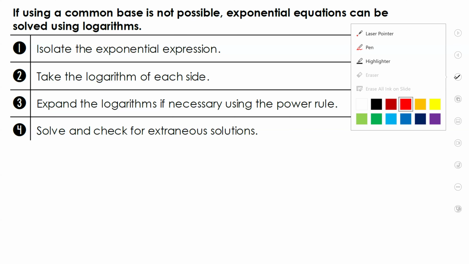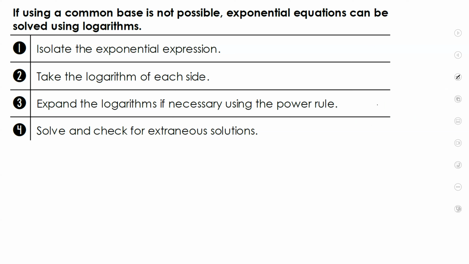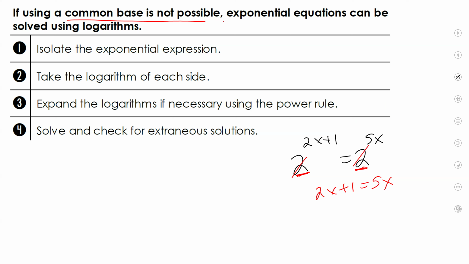Okay, so previously when we solved exponential equations, we had stuff like this, maybe 2 to the 2x plus 1 equals 2 to the 5x, something like that, right? And then we canceled out the bases and we just solved from there. However, the type of problems we're going to be looking at today does not have the common base where we can do this, okay? So if using a common base is not possible, like we would do here and cancel them out, then these type of exponential equations can be solved using logarithms, okay?